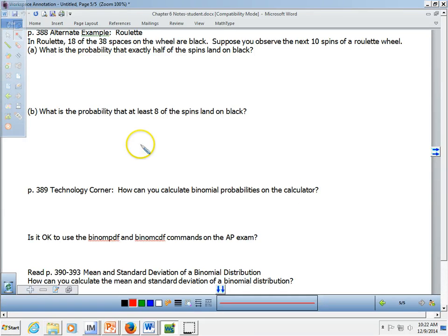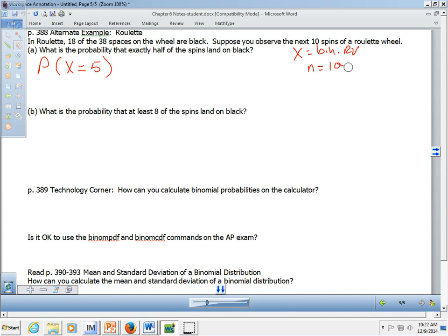So, what's the probability that exactly half of the spins land on black? Well, that means the probability that x equals 5, right? So x is a binomial random variable where n is 10, n is the number of trials, and the success rate is 18 out of 38. And you need to outline that every time you do a binomial probability problem, okay? So how do we do this?